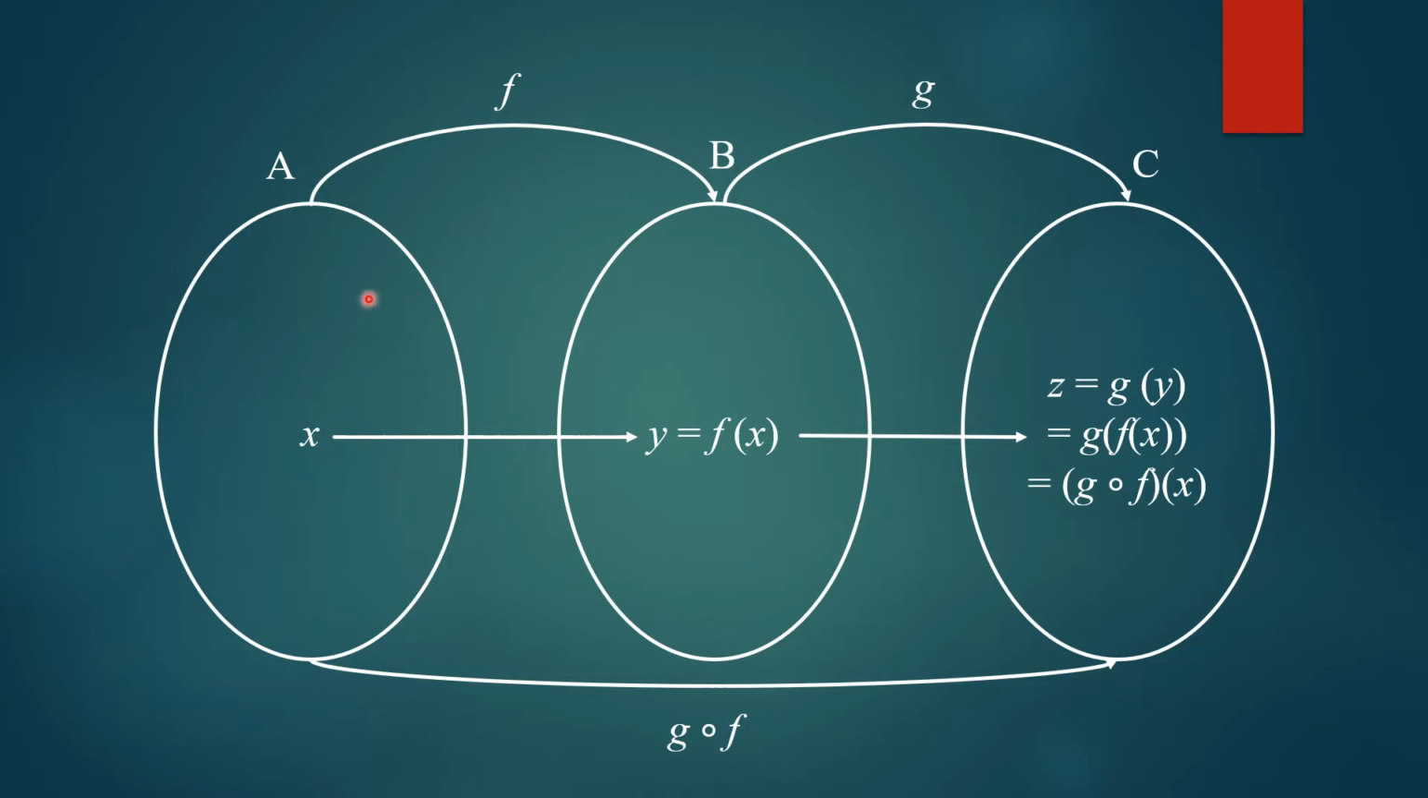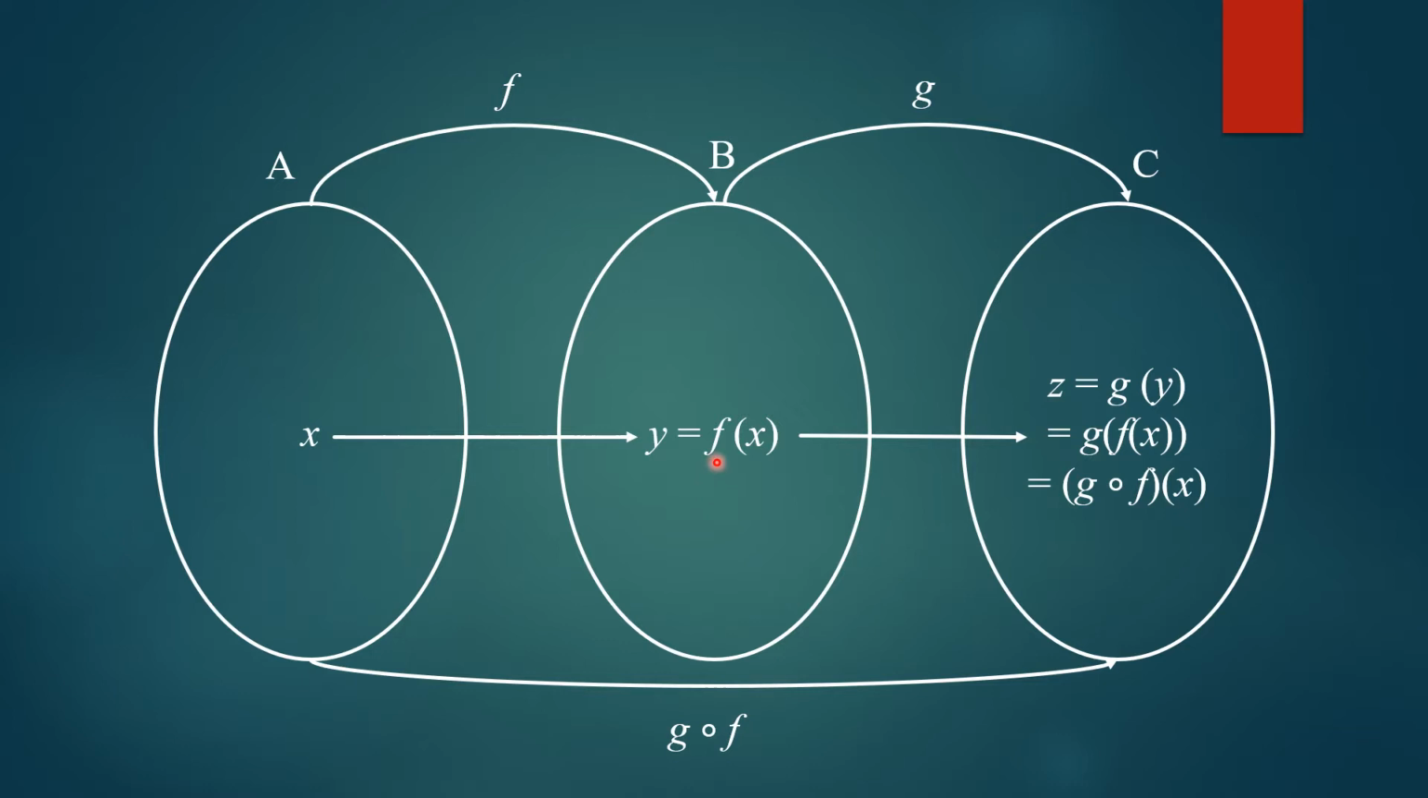Now you see, when you have considered the function f from A to B, then for all elements x in A, there must be a unique element y in B such that y is the image of x under the function f, and that is written as f(x).